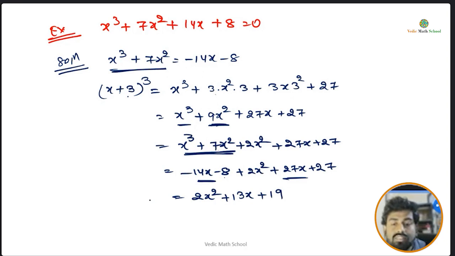So next value is what? Now you have to make the number that is in the form of x plus 3. Then you will going to make this value y.